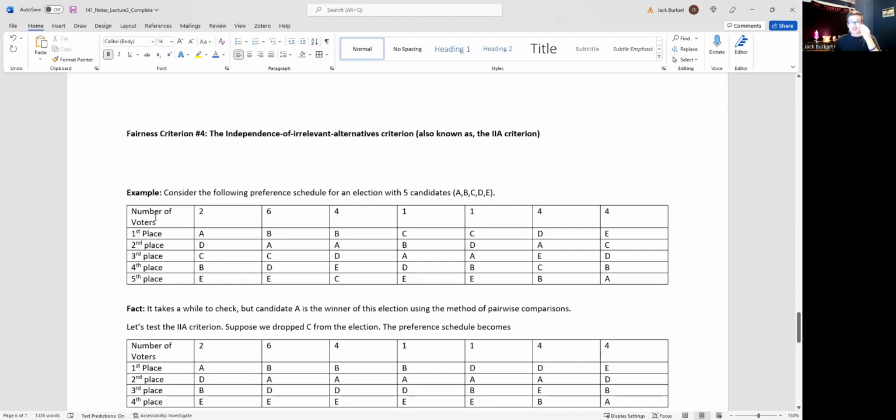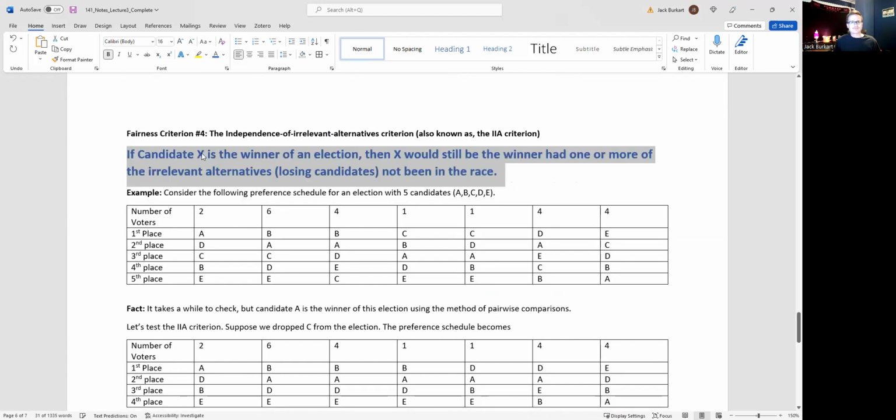Let's continue on to our last fairness criterion, called the independence of irrelevant alternatives criterion, also known as the IIA criterion. What this criterion says is the following. If candidate X is the winner of an election, then that candidate would still be the winner had one or more of the irrelevant alternatives, in other words, losing candidates, not been in the race.